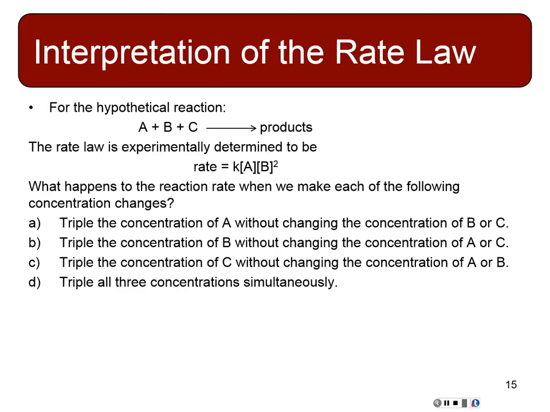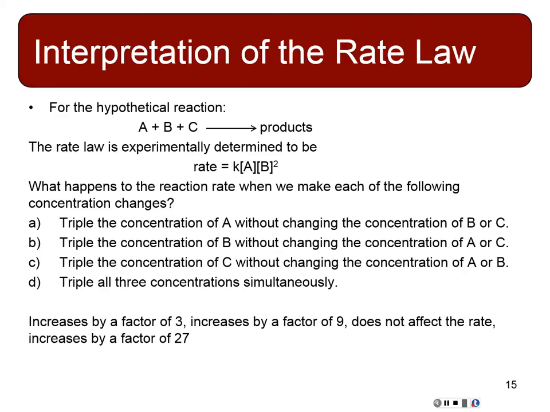If we triple A, what number do we think about when we triple something? I think 3, right? We triple A, but we don't change anything else. So A is to the first power, so we're going to triple, or increase by a factor of 3. For B, if we change it and we keep A and C the same, B is to the second order, so it has more of an effect on the rate, right? So 3 squared is 9. It's going to increase by a factor of 9.